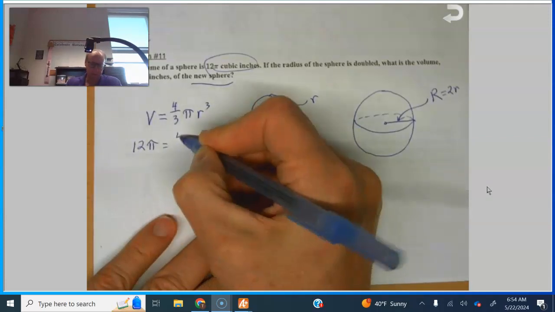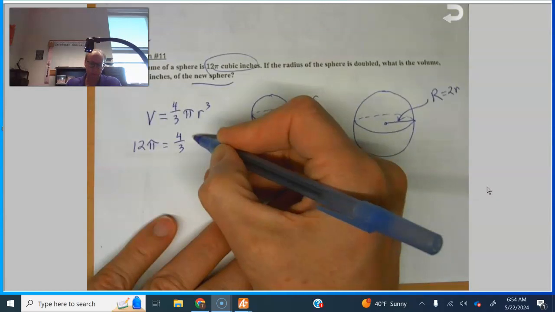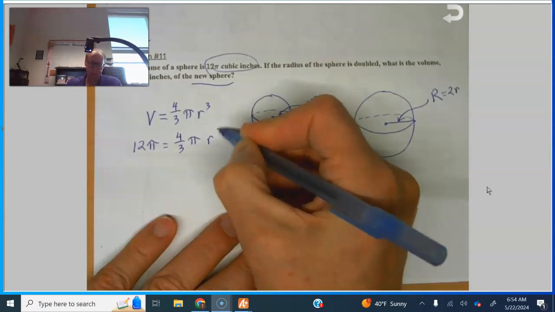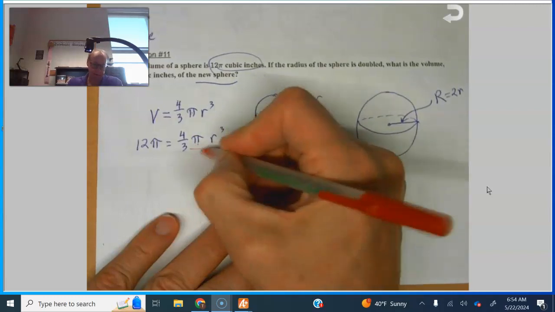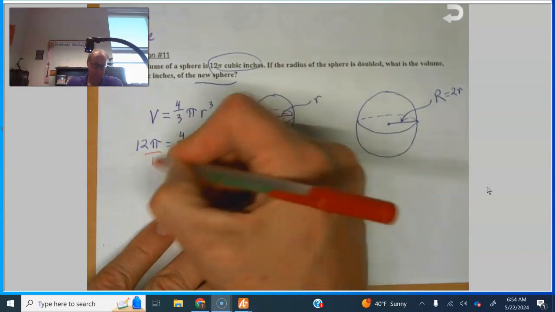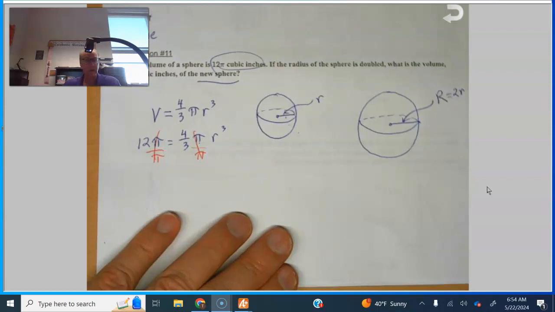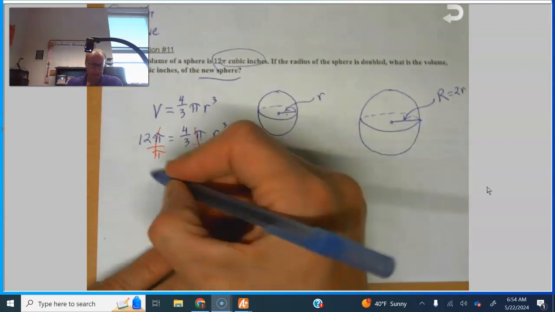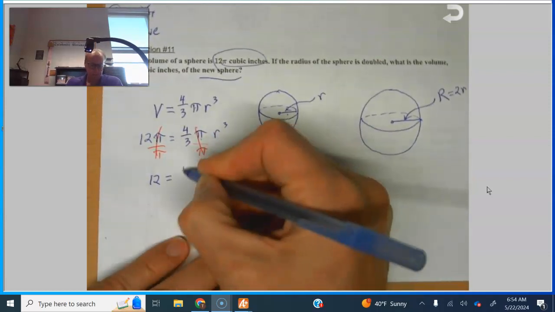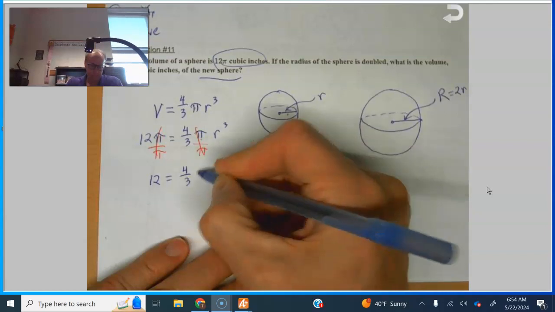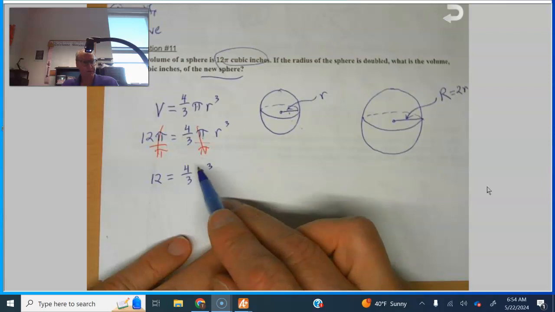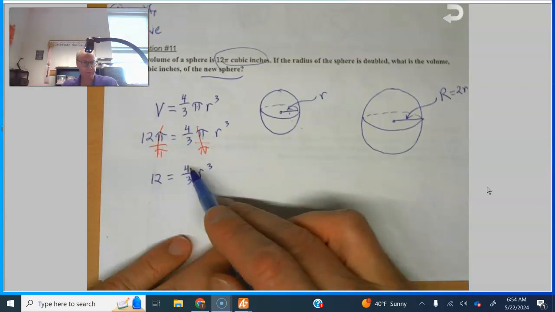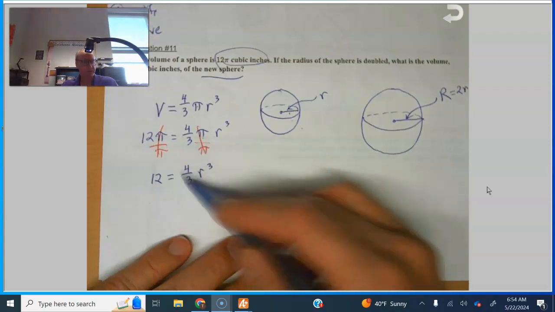What's really nice here is that this pi right here will cancel with this pi over there. In other words, I can divide by pi on both sides. That would be my first step. Now, in order to finish solving this, I need to multiply by the reciprocal on both sides. That's the 3/4. That gets rid of the 4/3 for me.